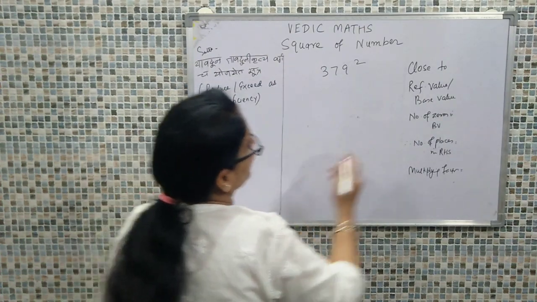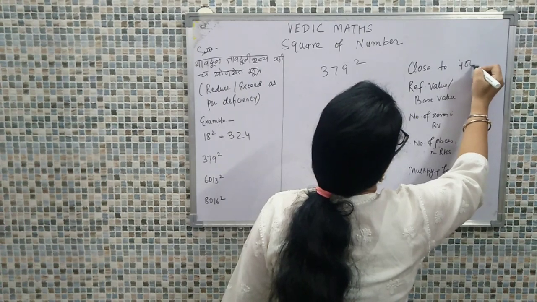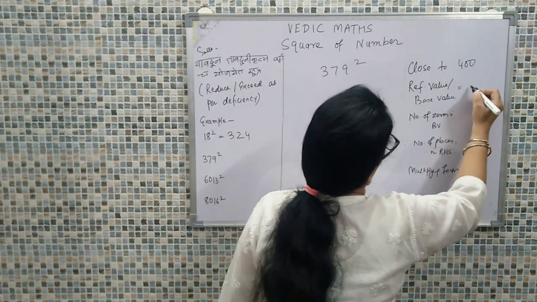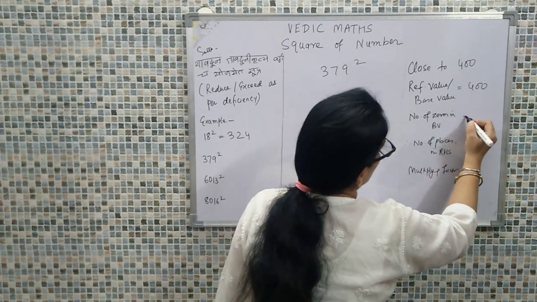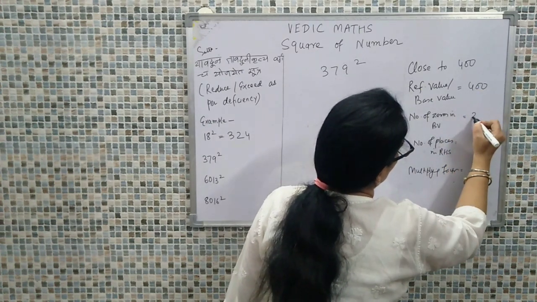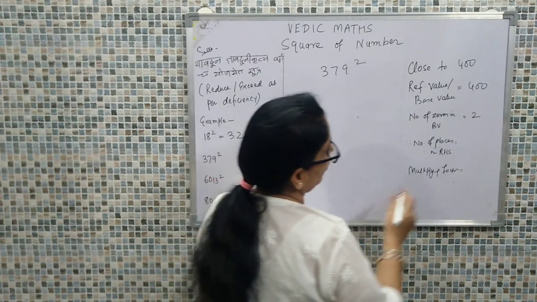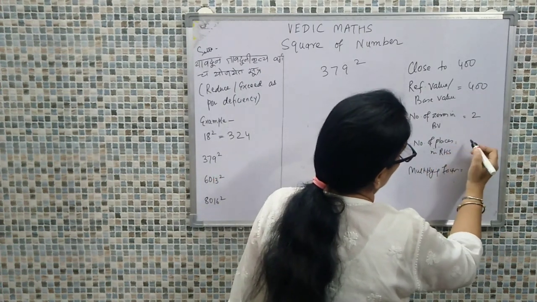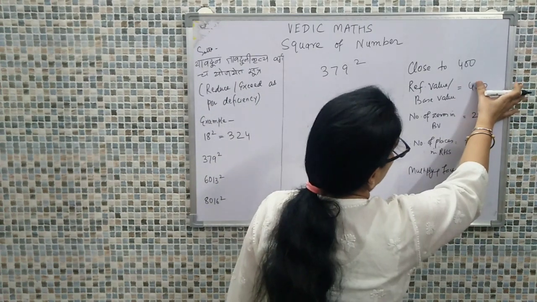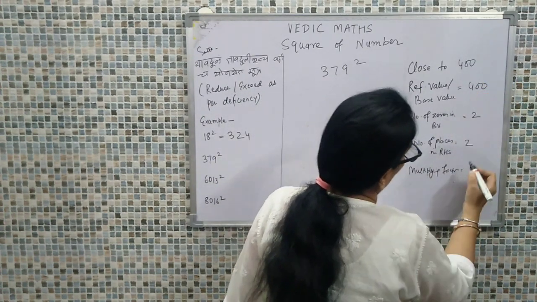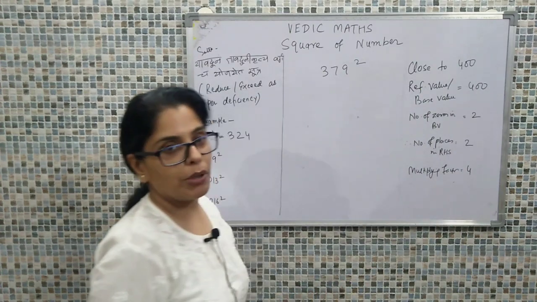So it is close to 400. So the reference value, or the base value, will be 400. The number of zeros in the base value: 400 has 2 zeros. So the number of zeros in the base value is 2. Hence the number of places in the RHS will be 2. Logically, when we remove these two zeros, we are left with 4. So the multiplying factor is going to be 4.